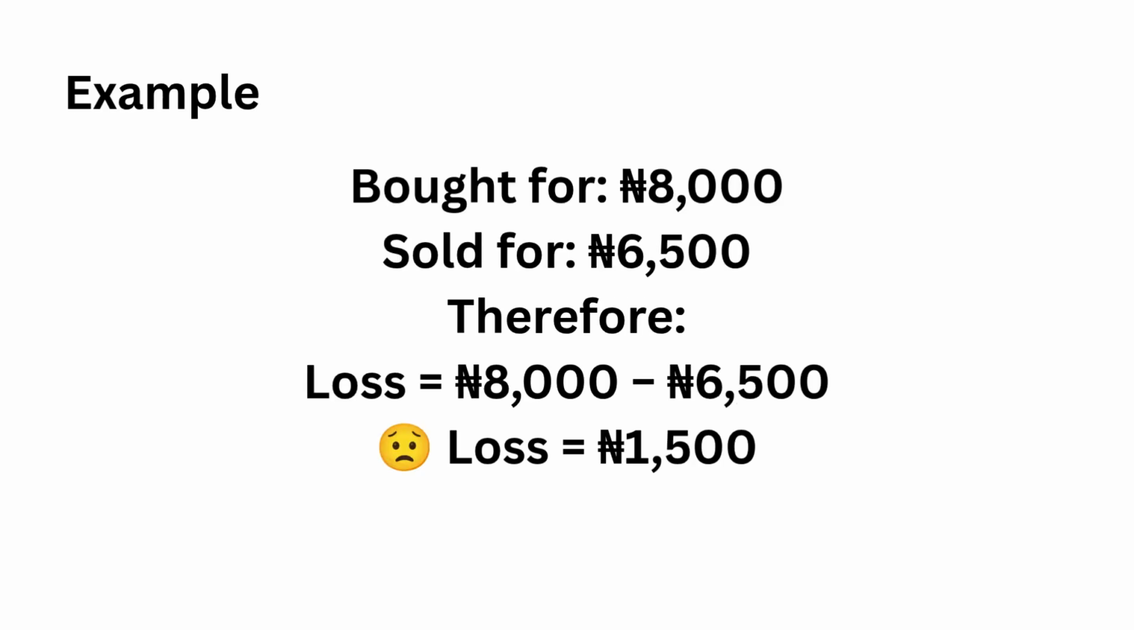Suppose you bought a school bag for 8,000 naira but sold it for 6,500. You lost money. To find the loss, subtract selling price from the cost price. That's 8,000 naira minus 6,500 naira, and that gives us 1,500 naira loss. That's what we call bad market in Nigerian language.